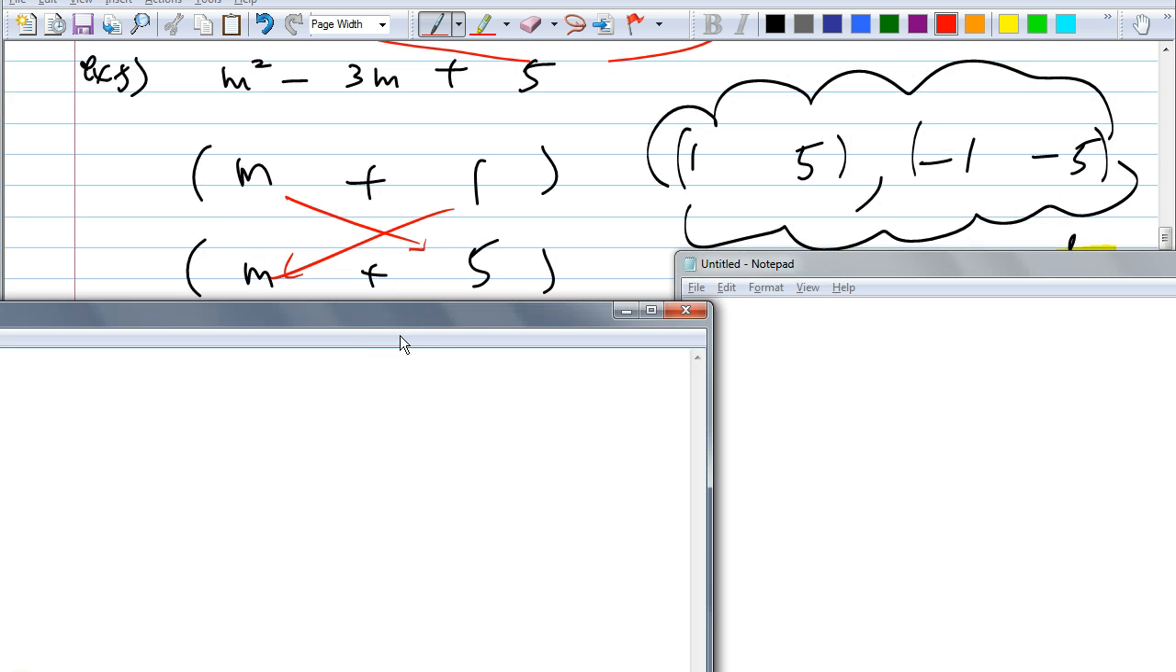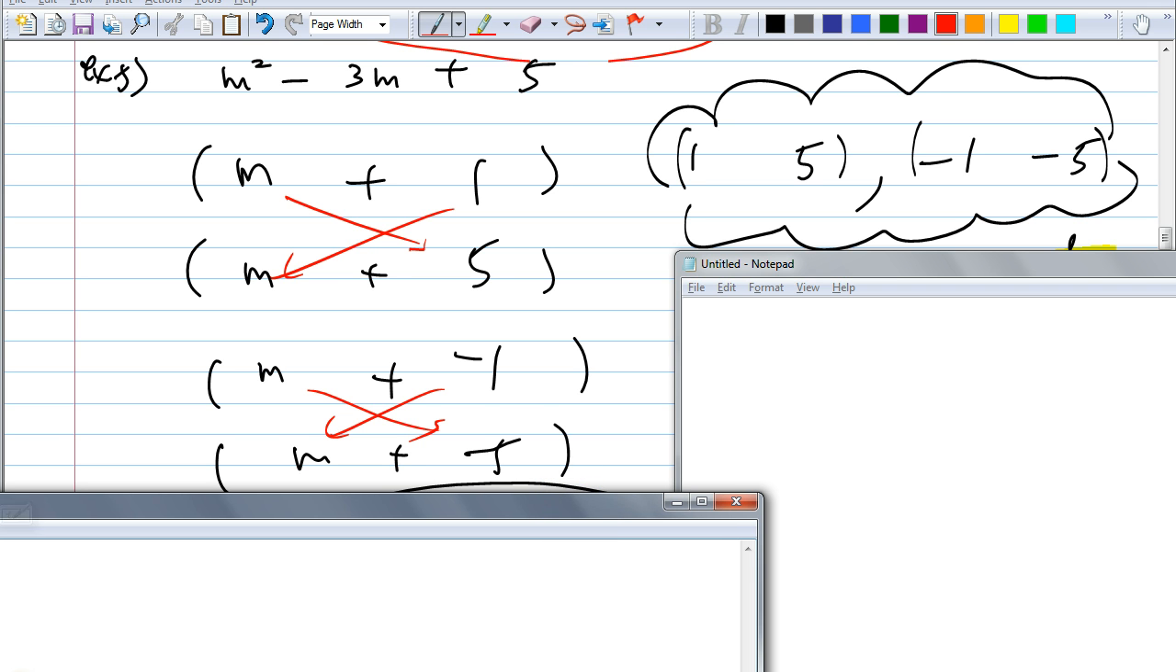Does this work, if I do m plus 1 times m plus 5? No, because look at the middle terms. You see why it's nice? You can just look at the cross, the diagonals. You get 5m, you get 1m. What's 5m plus 1m? 6m. It's not negative 3m. So it must be the other one.